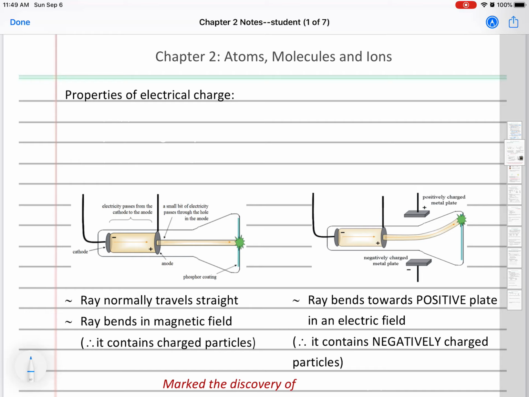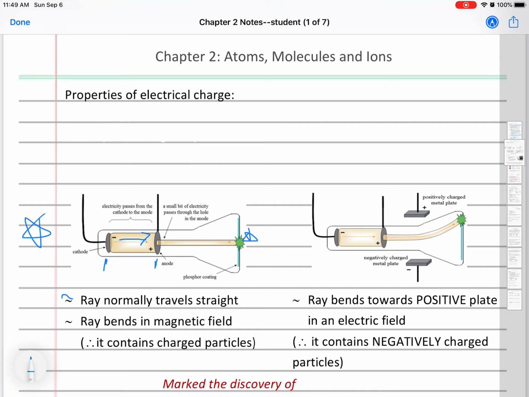So here's what a cathode ray tube looks like. Here's the cathode and here's the anode, and electricity is run through from the cathode to the anode, and there's a little hole in the anode that the electricity shoots out, forming this straight line from the hole to the detector over here. Okay, so that's what happens normally.